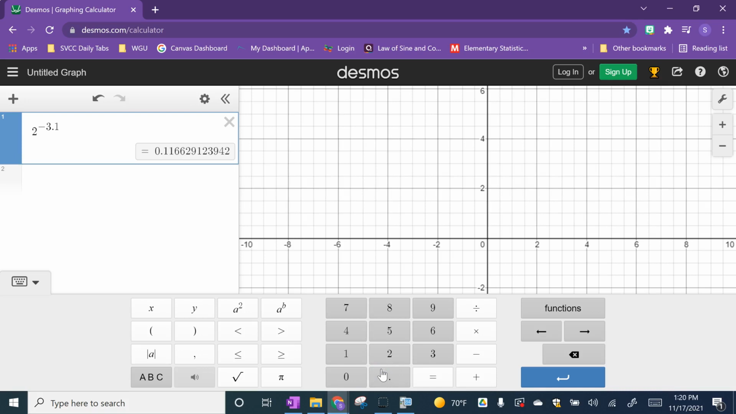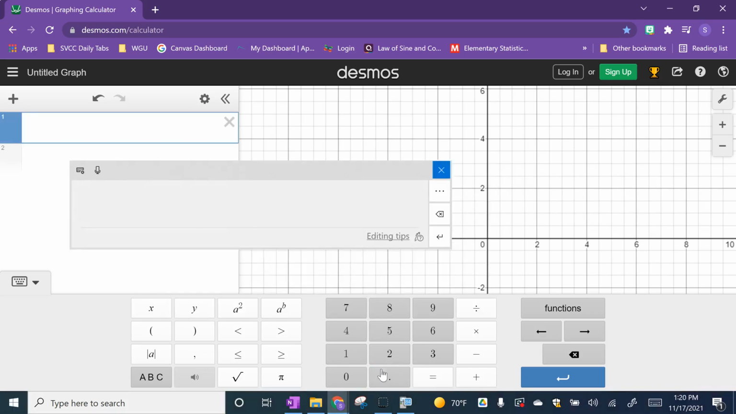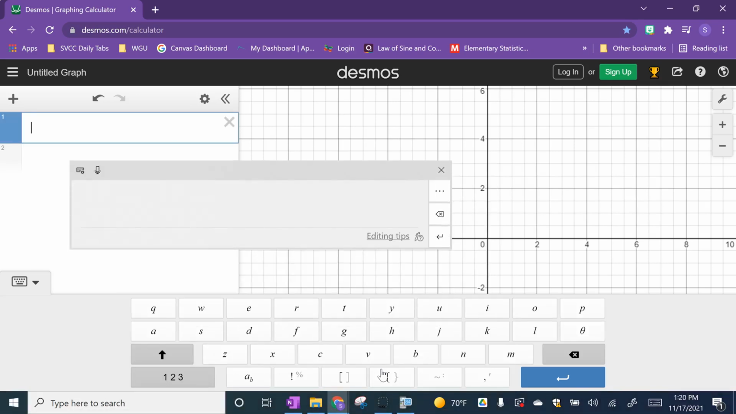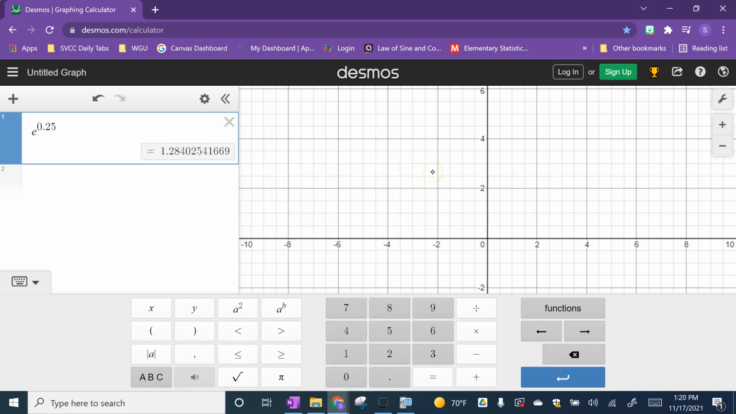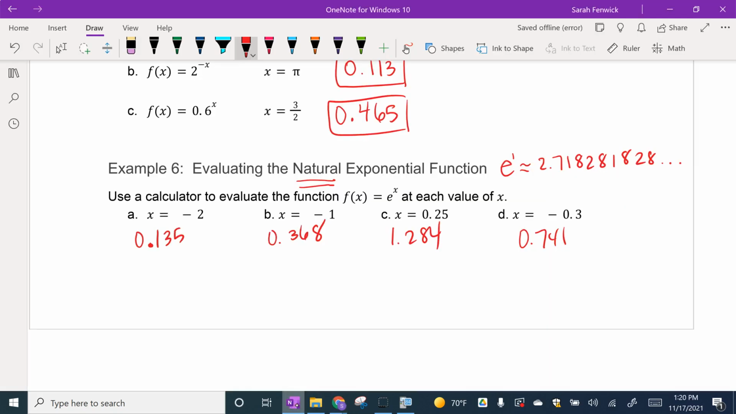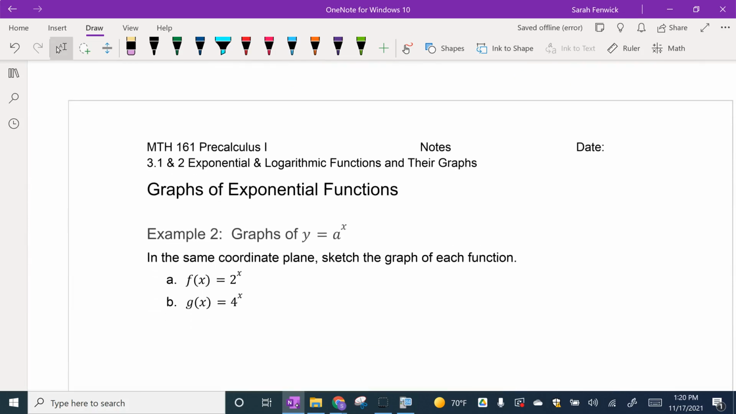If I were doing that section using Desmos, I use the actual E button from the alphabet and then raise it to a power. Oops. Raised to the, what was one of them? 0.25. Sorry about that. So 1.284, which I think is what I had already written. Yes. All right, so we're going to stop right there so that we have some short bursts of videos instead of trying to give you everything at one time. The next video we'll be back working on graphs of exponential functions.